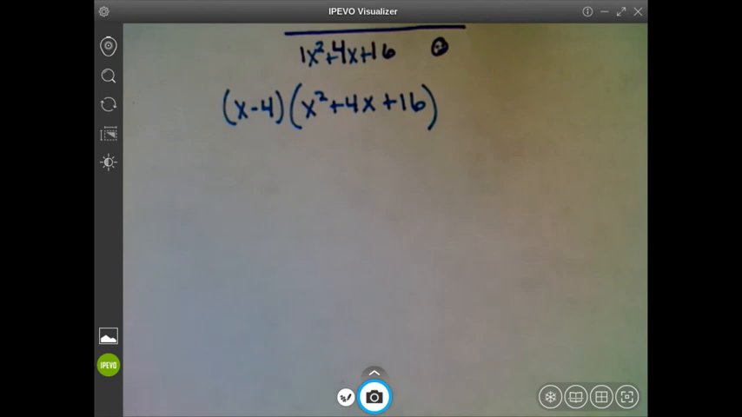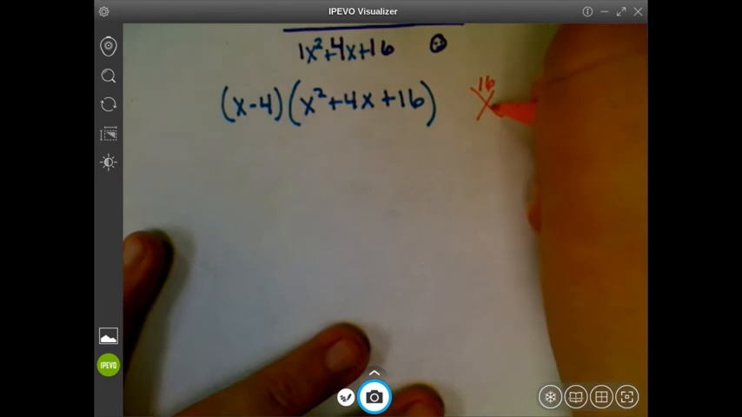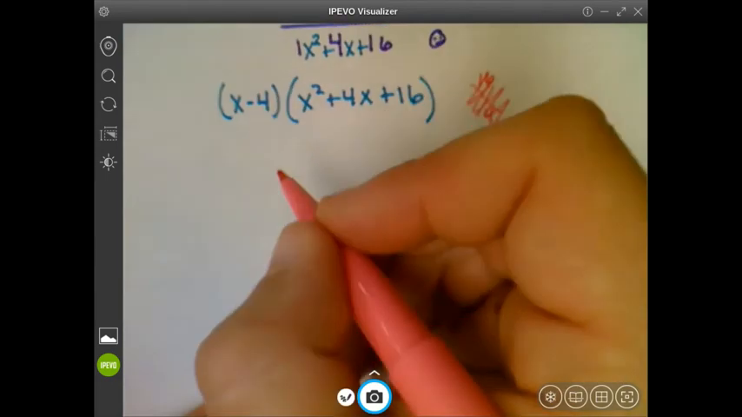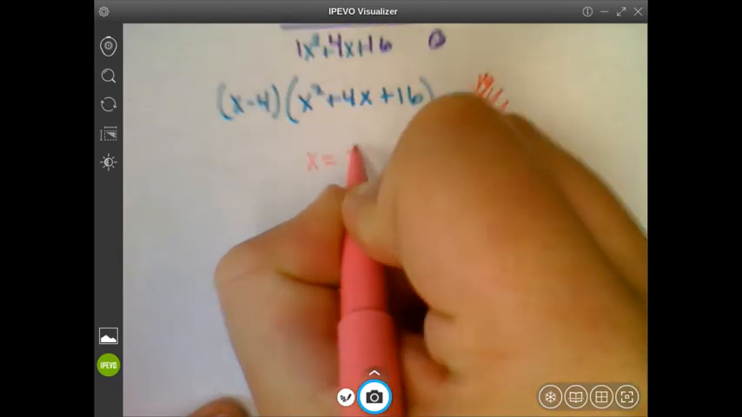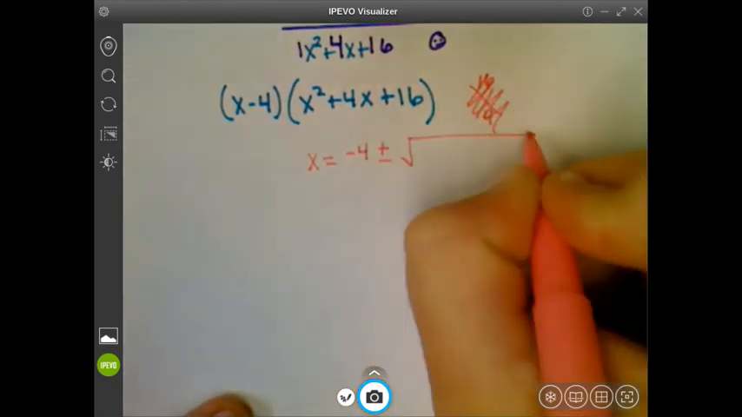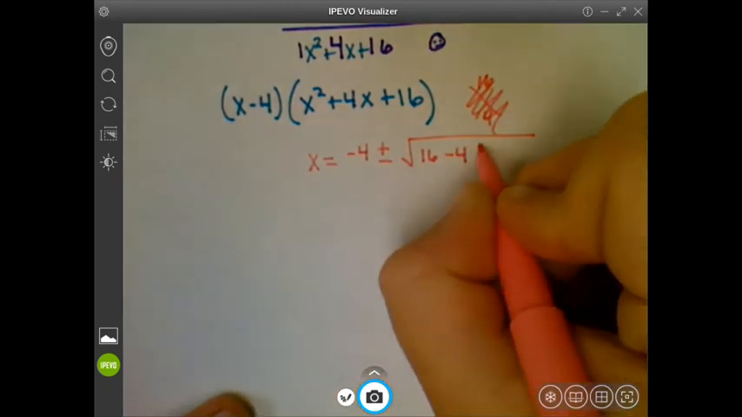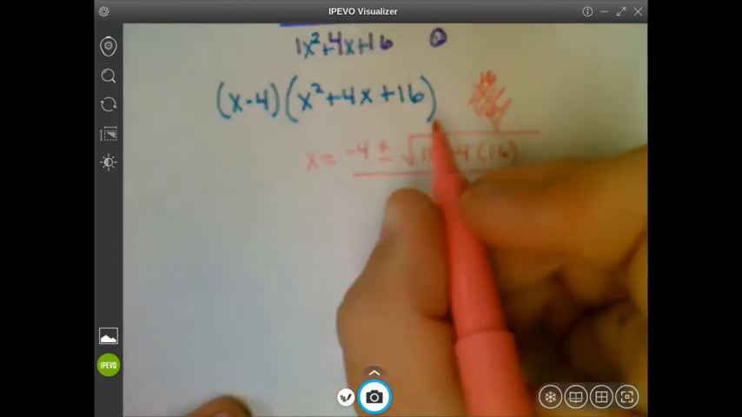All right, thinking about it in terms of factoring, two numbers that multiply to be 16 and add up to be 4. Your options are what? 1 and 16, 2 and 8, 4 and 4. So that's not going to work. So you're going to have to use the quadratic formula. So for quadratic formula, it would be x equals negative b plus or minus square root b squared, so that's 16, minus 4 times 1 times 16. So if it's ever times 1, you don't have to put the times 1 on there. All over 2a, so all over 2.